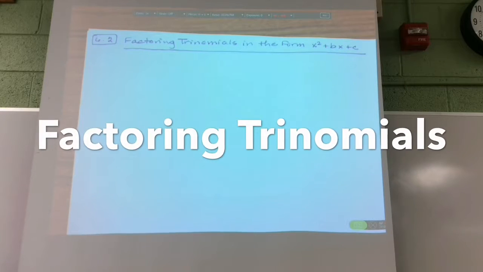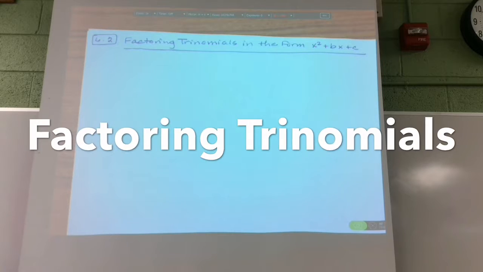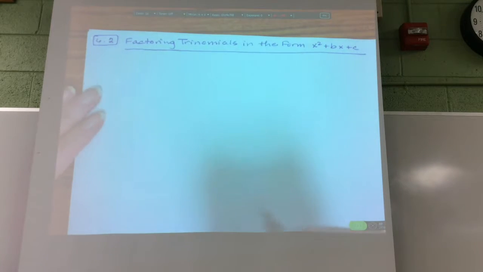All right, we're going to talk about factoring trinomials in the form x squared plus bx plus c. These are not that difficult. One thing you do need to know how to do is determine what multiplies to a given number. So you have to know your multiplication tables pretty well because you're going to have to use them.